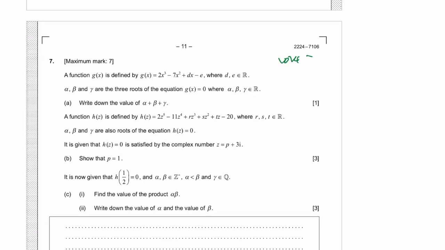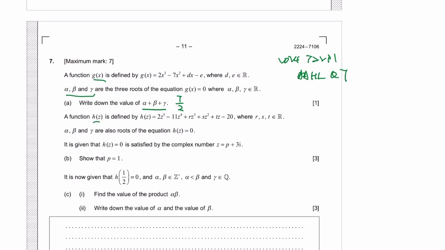2024, time zone 2, paper 1. This is HL question 7. It's a sum of roots, product of roots question. A cubic equation has 3 roots, obviously. Find the sum of the roots, that's negative b over a.